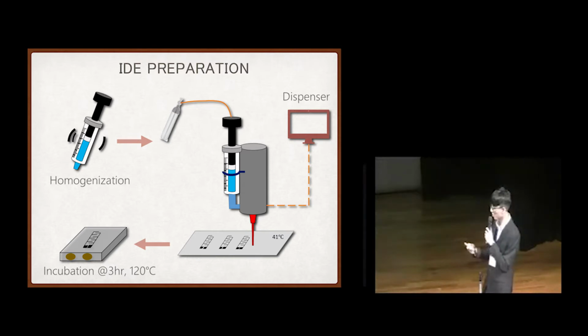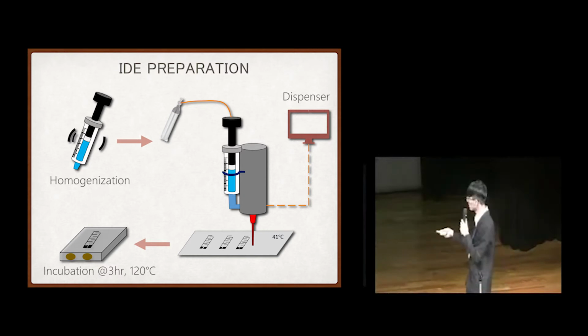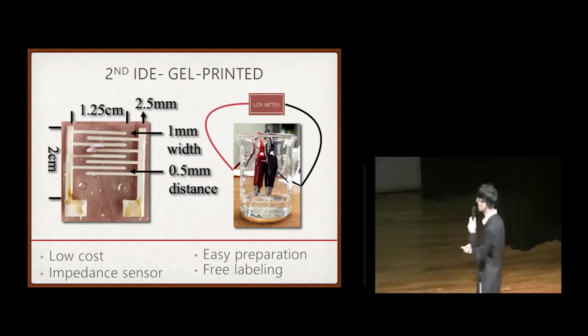And finally, we want to fix the IDE shape. So we put it on the hot plate and heat at 120 degrees for 3 hours. And this is our second generation IDE. It is as small as our finger, so it is very small. And as we can see in the picture, it's just 1 millimeter width and 0.5 millimeter distance.